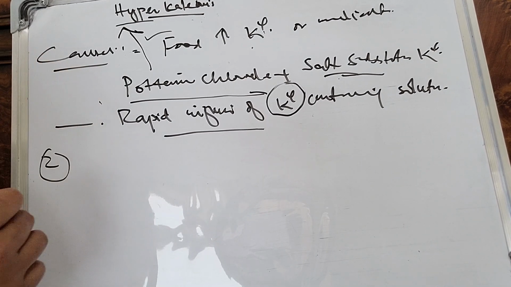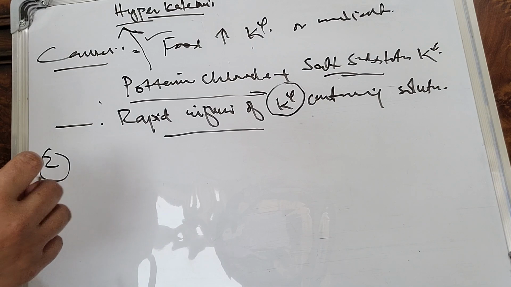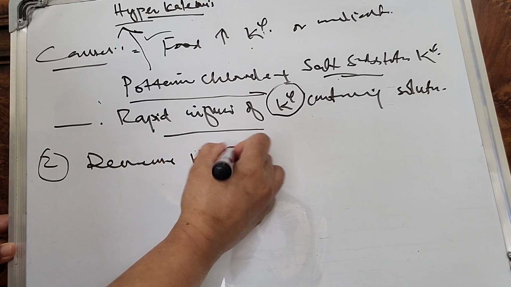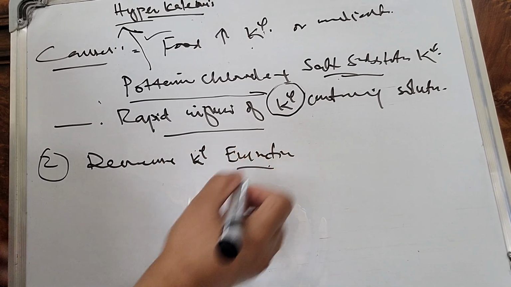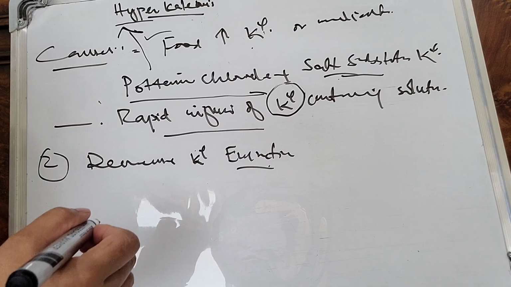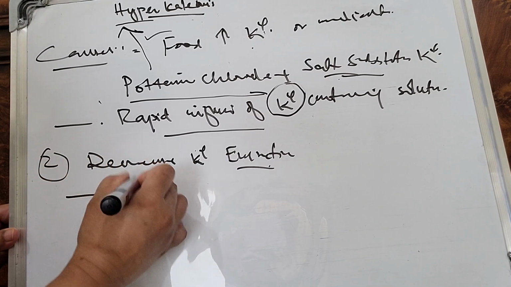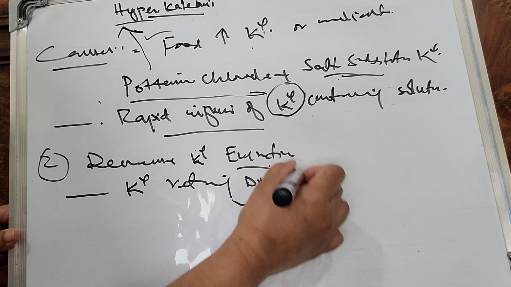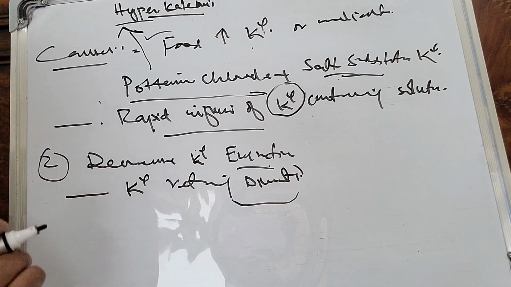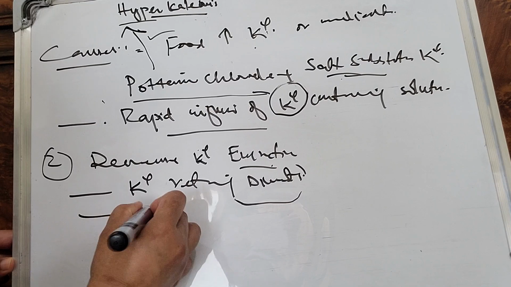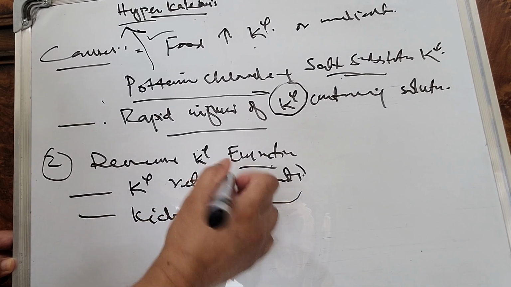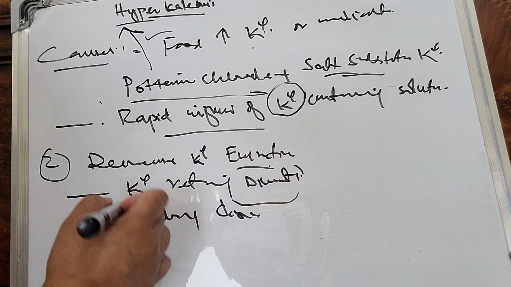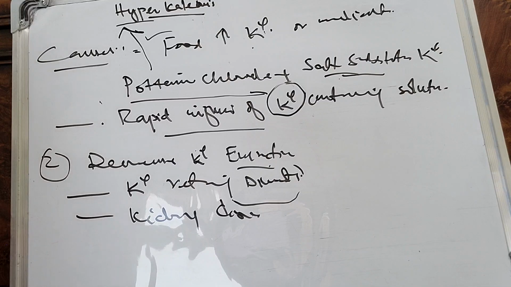Number 2, decreased potassium excretion. What's the meaning of this? For example, the patient is taking potassium-retaining diuretics, meaning diuretics that retain potassium. Also, kidney disease. In kidney disease the patient cannot excrete the potassium, and the potassium is retained, so this is also a cause of hyperkalemia.